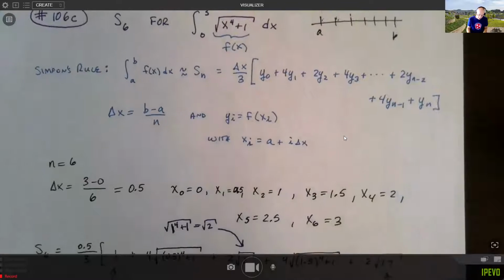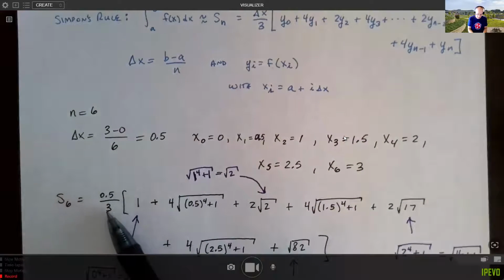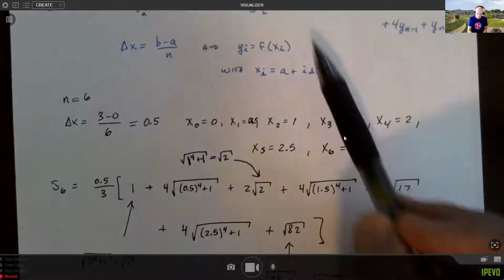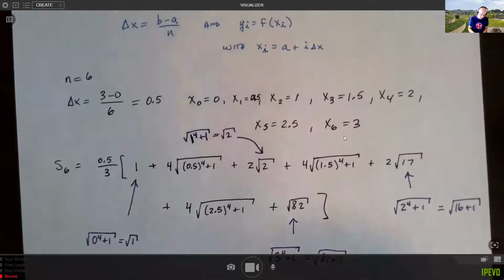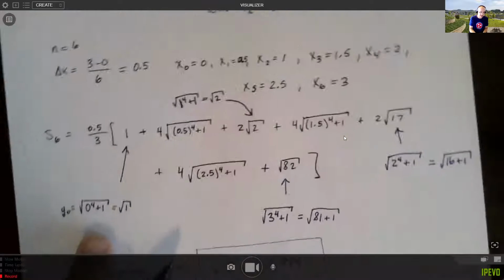Okay, so now we plug into the formula. We've got delta x, 0.5, divided by 3, and then we evaluate. y sub 0 is 1 because y sub 0, right, is f of 0.